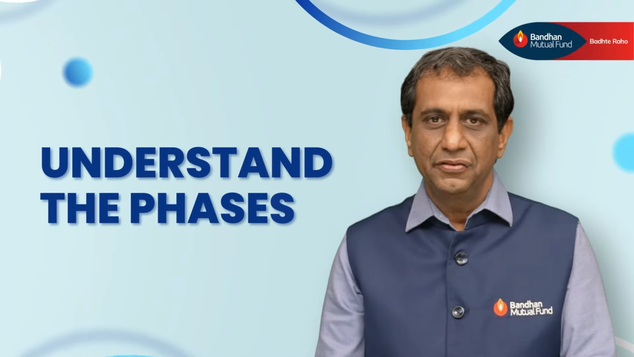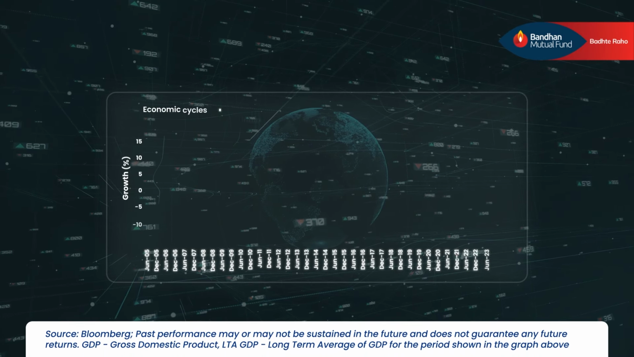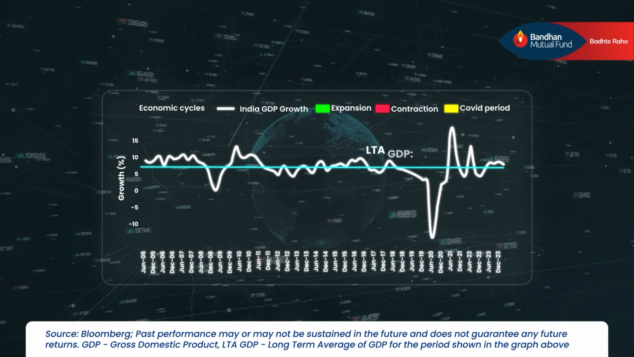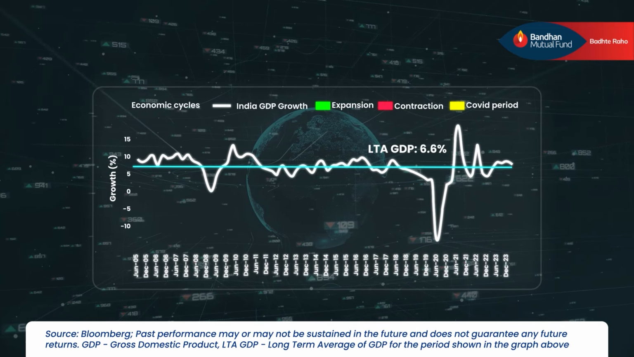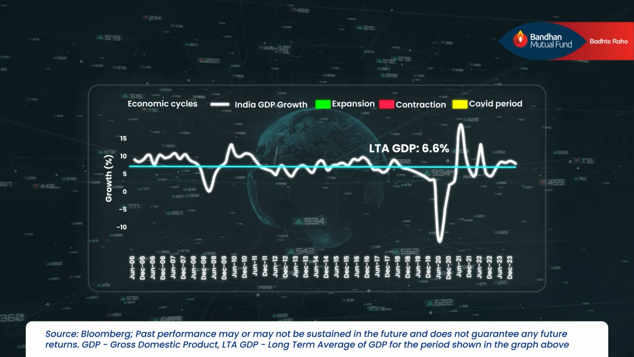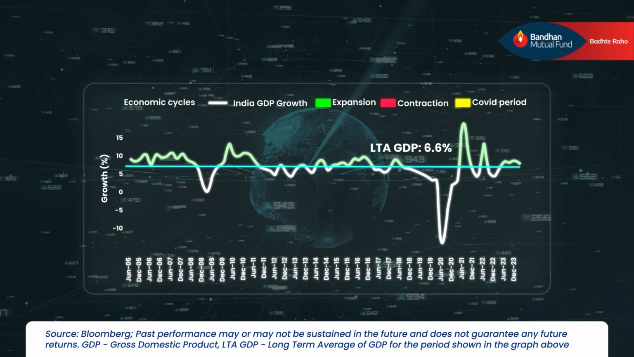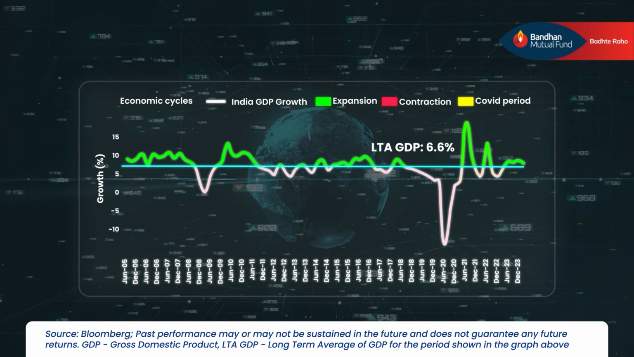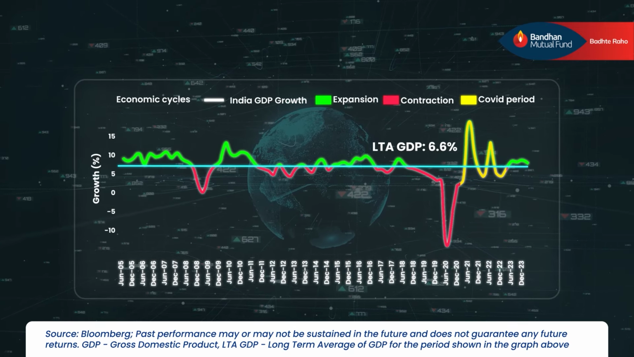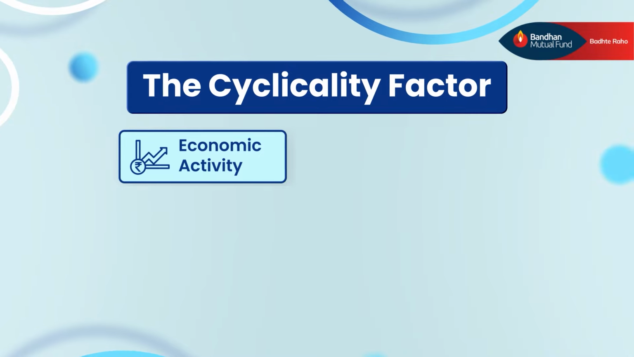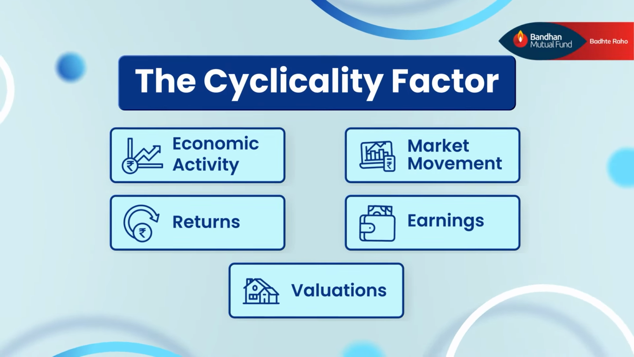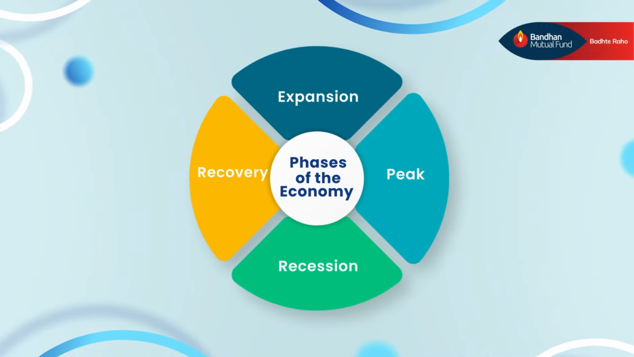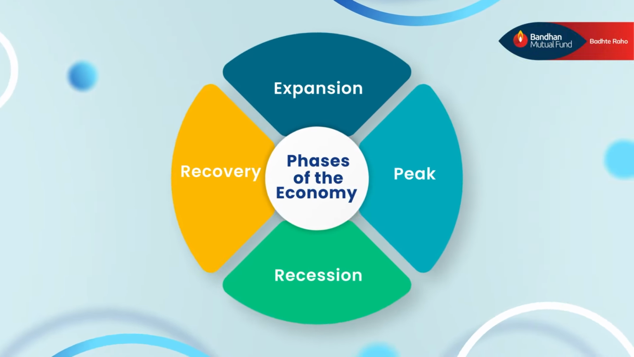Let's try and understand the phases through an example. India's long-term GDP averages at 6.6%. Typically, it can be observed that the economy has experienced expansion phase where growth has been significantly above the average and contraction phase when below this average of 6.6%. Like cyclicality in economic activity, market movement, returns, earnings and valuations also move in cycles. Phases of the economy affect the equity market in more ways than one.